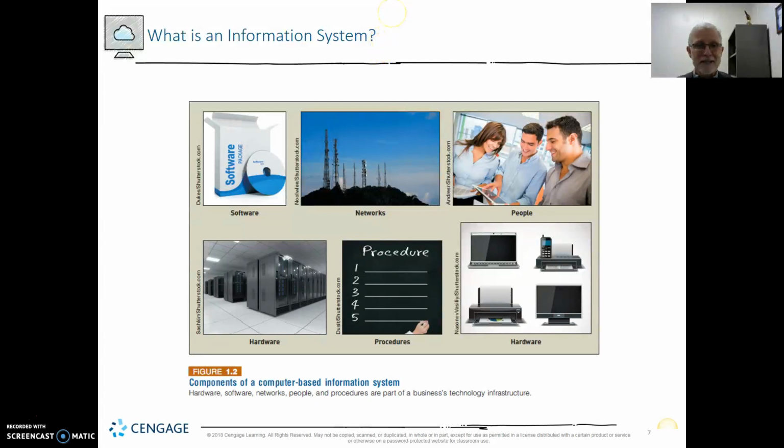Types of components that are in a computer-based information system. So you've got software, you've got networks, the people that use the systems, the hardware, and what are the processes and procedures?